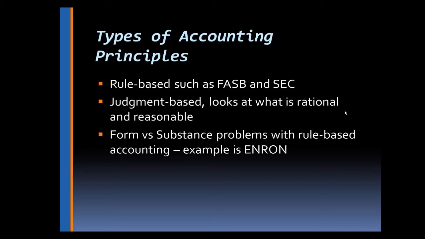Let's talk about the types of accounting principles. We have the rule-based principles such as FASB and the Security and Exchange Commission. These are written as rules. In other words, these rules must be followed to the letter and complied with by publicly traded and private companies that are audited. Prior to FASB, most of our accounting principles were judgment-based. They looked at what was reasonable and rational and applied those to making decisions as to how financial information should be presented in the financial statements.